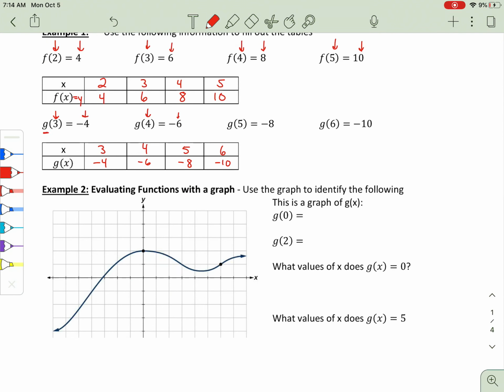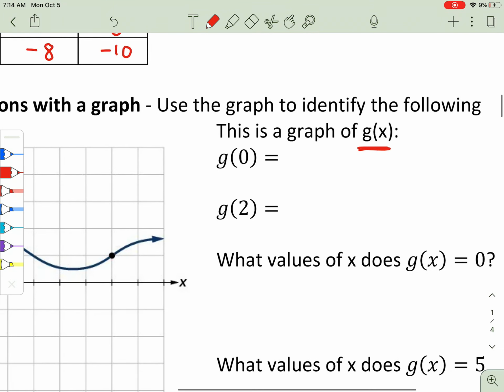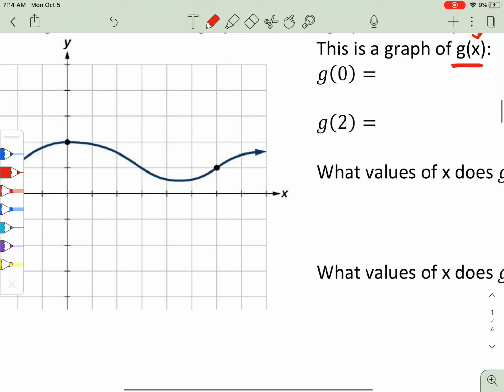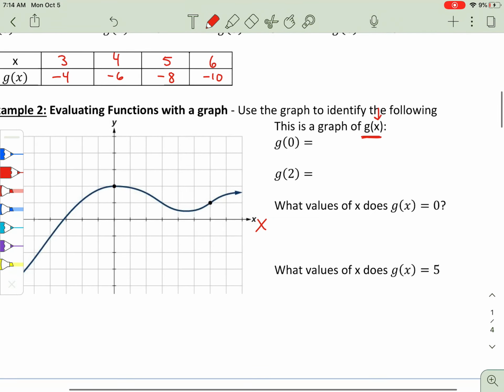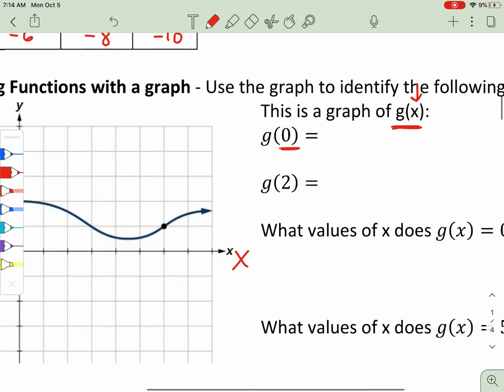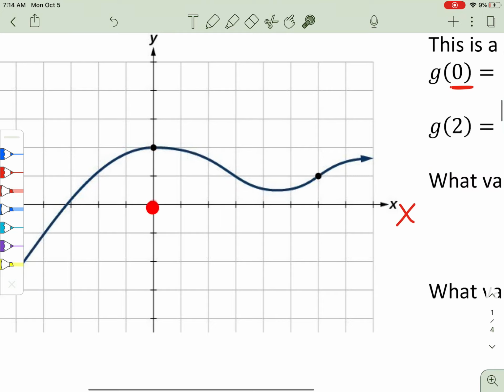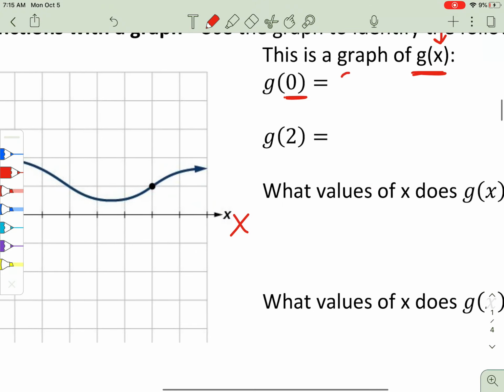Example 2 says evaluating functions with a graph. Use the graph to identify the following. This is a graph of g of x. So it's just named g, but the input, the x-axis, is the x value. This says at g of 0, what is the output? So if this is our input, we're going to go to our graph. It says our input is 0, so x is 0 right here. What's our y value at 0? Our y value right there is 2.